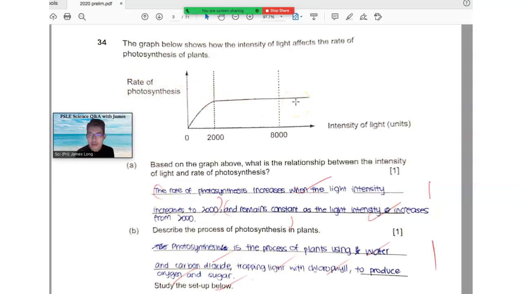That is the part missing in many of the answers. So take a look at how this child answered it. The rate of photosynthesis increases when the light intensity increases to 2000. That explains this part, correct? And remains constant as the light intensity increases from 2000. From here onwards, it remains constant.